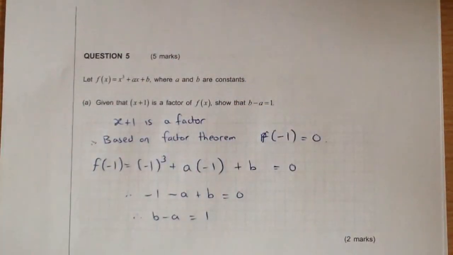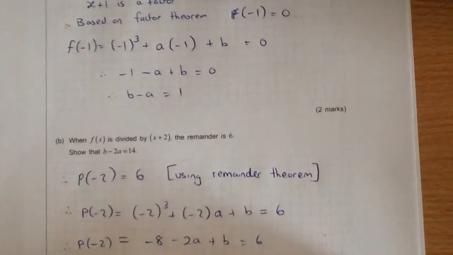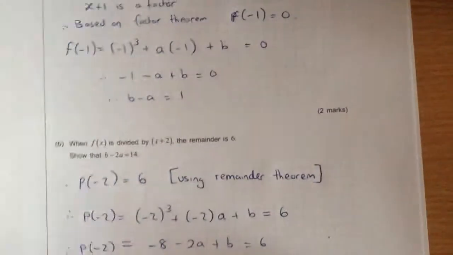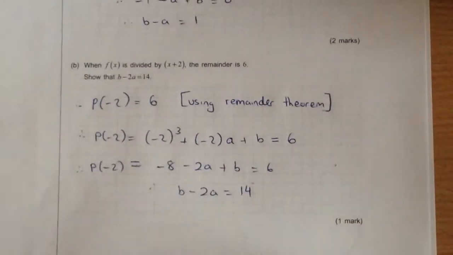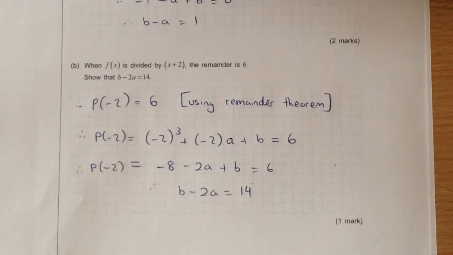So we've got that, and we've got our first 2 marks of this simple 5-mark question. Now it's time to look at B. In B, we're looking at what happens when we have another condition. We have f of x being divided by x plus 2, and we get from that that the remainder is equal to 6. And we need to show that b take 2a is equal to 14.